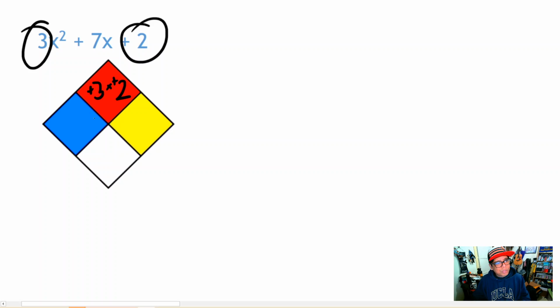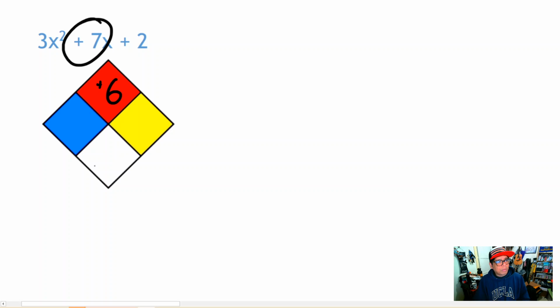So how much is positive 3 times positive 2? That's positive 6. The white square is going to be just like normal. We'll put a plus 7 there. And then now we're going to complete the diamond problem just like we always do. We need two factors that will multiply to make a 6 and will add to make a 7.